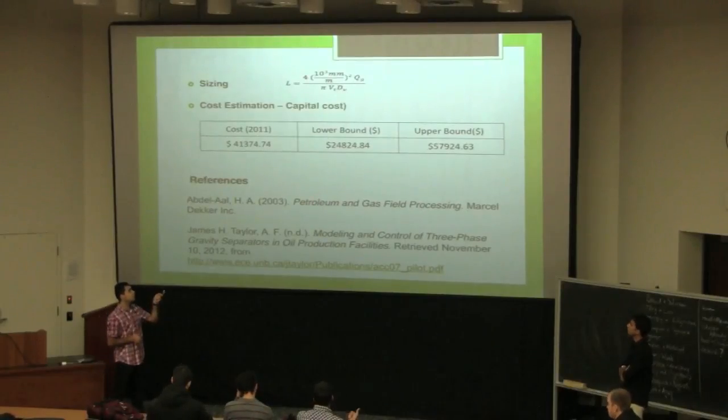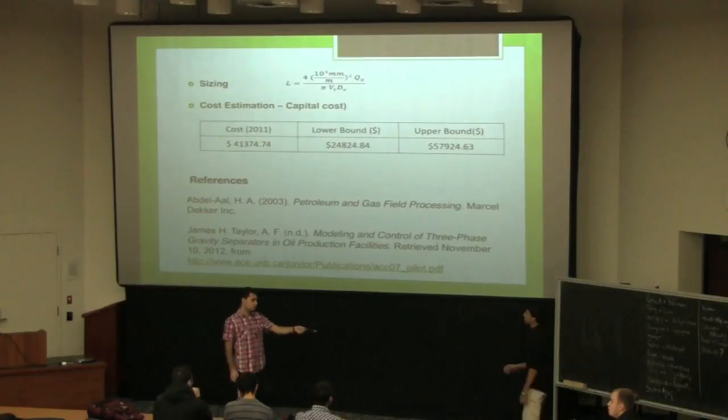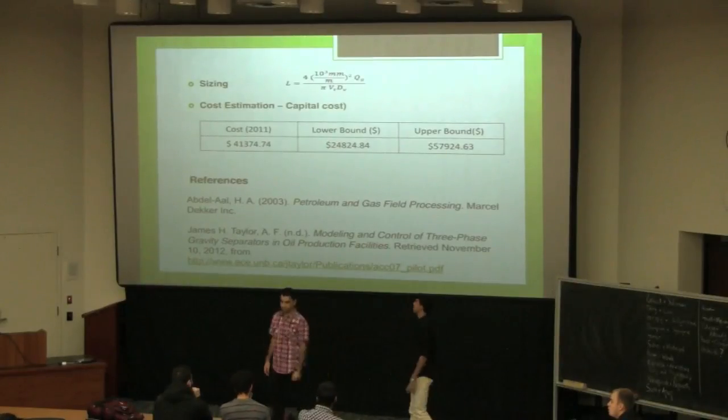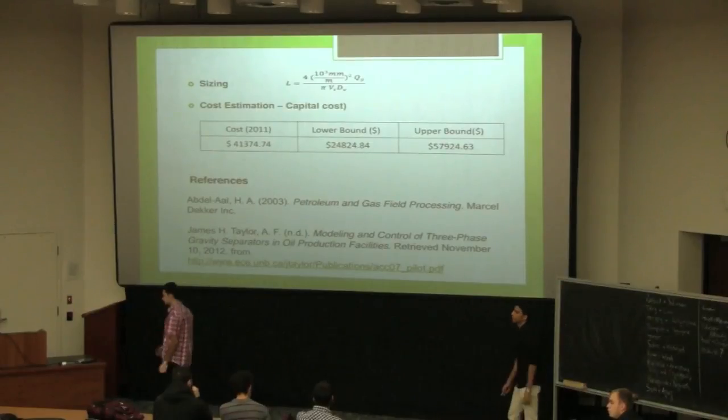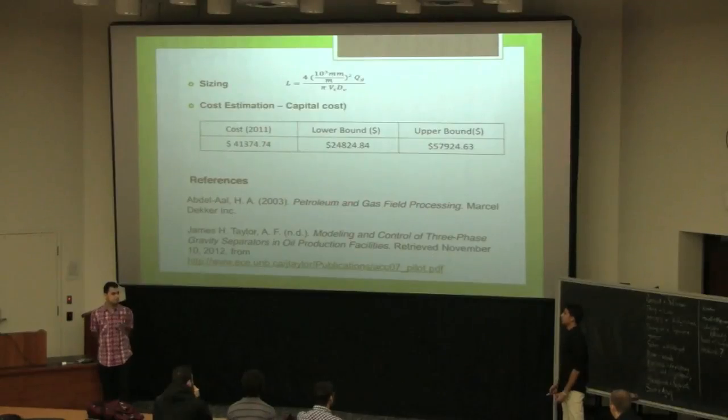A reasonable assumption is made for the diameter of the vessel at first, and using that ratio, the final value of the length of the vessel is computed. A reasonable cost for this unit is around $40,000, give or take, above or below that, depending on other equipment that you might have to install.